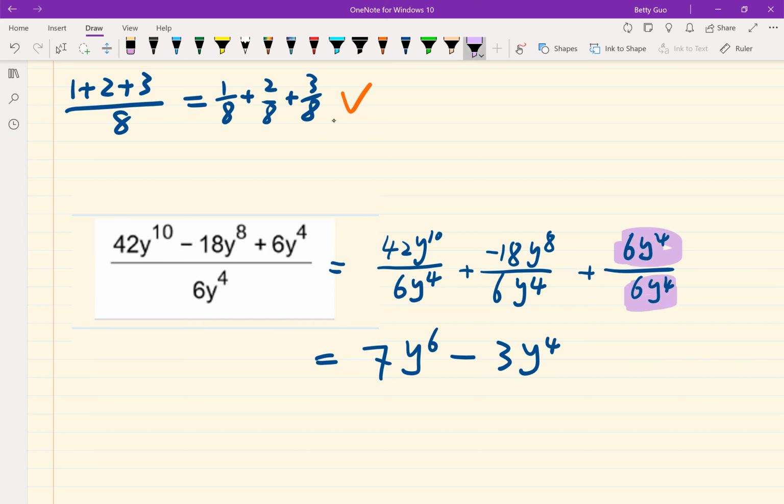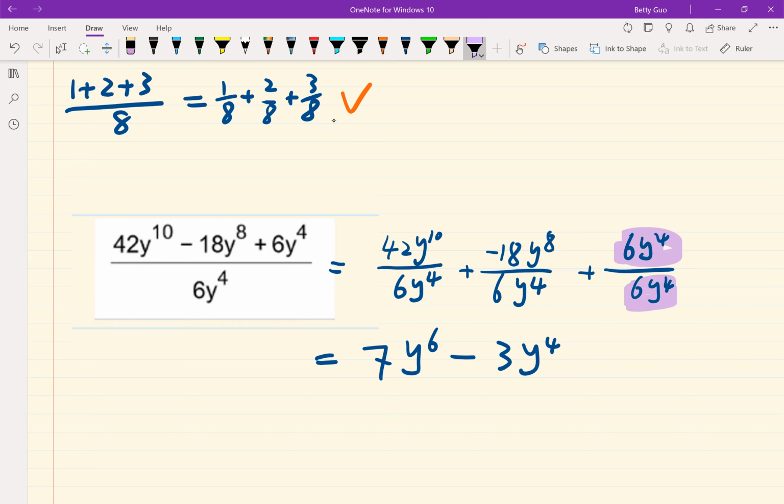When the divisor is not a monomial, we have to apply long division to divide the polynomials. Okay, we have to apply long division to divide the polynomials.